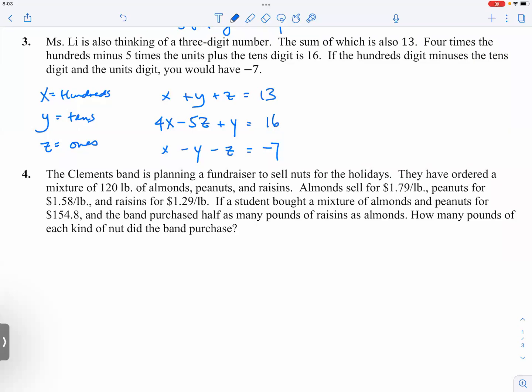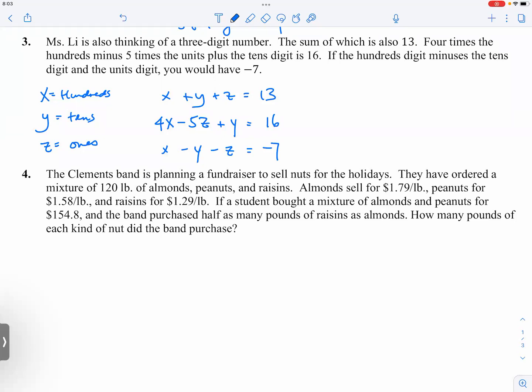Okay, so the Clements band is planning a fundraiser to sell nuts for the holidays. They have ordered a mixture of 120 pounds of almonds, peanuts, and raisins. Almonds sell for $1.79 per pound, peanuts for $1.58 per pound, and raisins for $1.29 per pound.